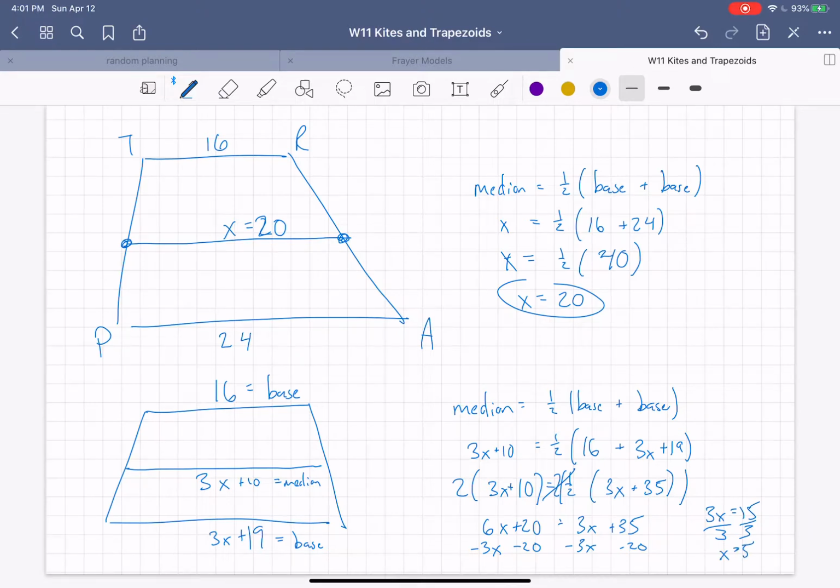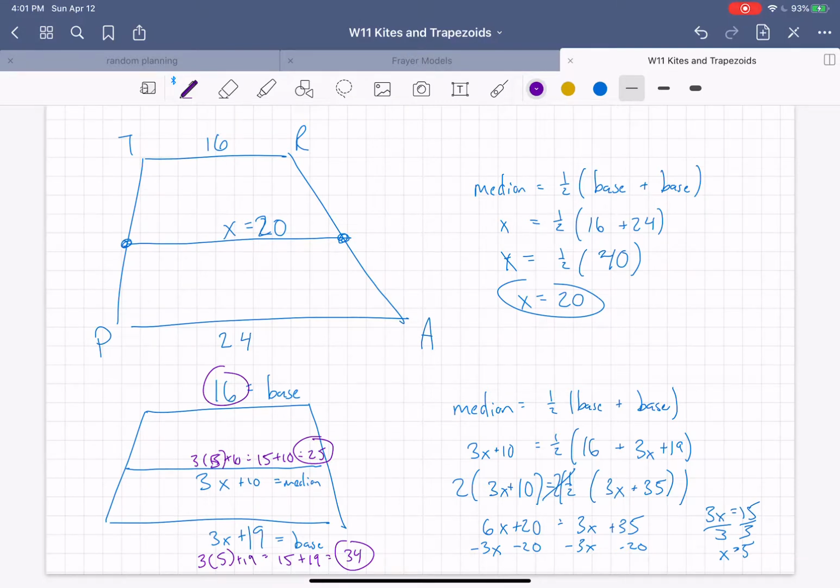We're not done yet though. Let's figure out how long each part is, which means we're plugging it back in. So we do 3 times 5 plus 10, so 15 plus 10, so 25. And then down here we have 3 times 5 plus 19. So 15 plus 19, so that's 34. Right, we can check our work. The median is in between, and if we add these up, we would get exactly 25 as our median. So that's how it can get complicated. We have a couple of other examples here.